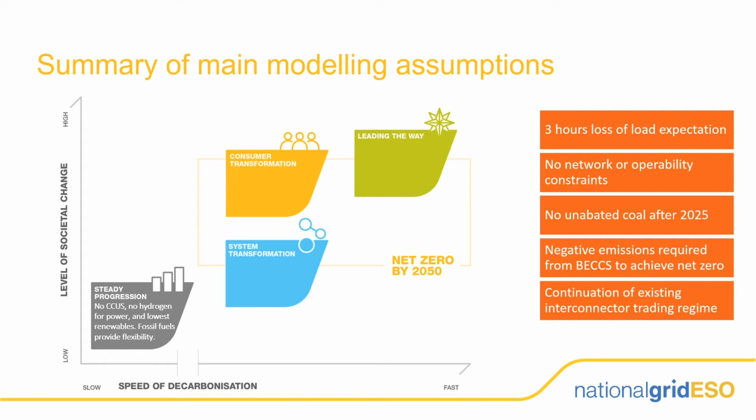In terms of the assumptions for electricity generation, we assume no CCUS, no hydrogen for power generation. This scenario also assumes the lowest level of renewables, and fossil fuels are providing flexibility. For system transformation, we're assuming high renewables, nuclear and hydrogen for power generation. And in this scenario, large power plants dominate. Of the 3 net zero scenarios, this is our most centralised. Consumer transformation has very high capacities to meet the highest peak.